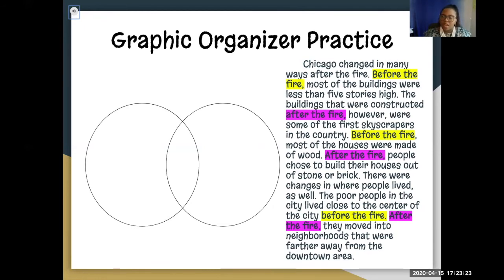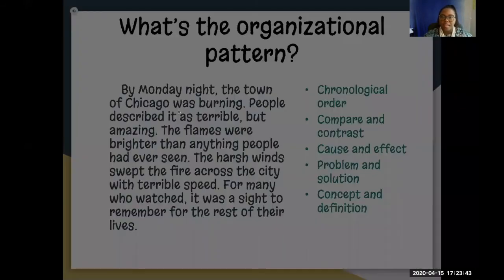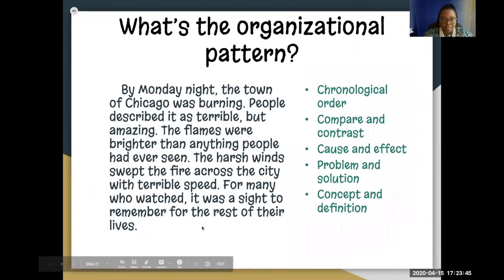Too much about the Chicago fire, but this is such a tale of resiliency and how through devastation, guys, 17,500 buildings being burnt down brought so many good things for Chicago after that. Okay, so now we still have another one. We're not quite done, but I think we're close.